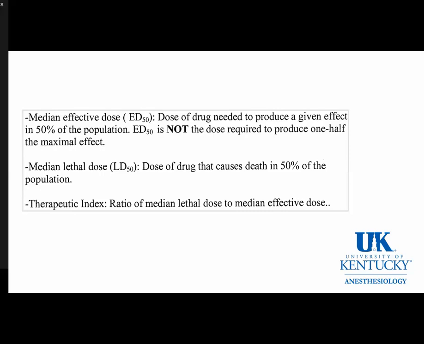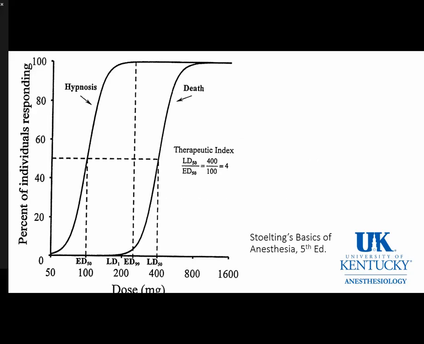And this is a dose of drug that causes death in 50% of the population. The therapeutic index is the ratio of the median lethal dose to the median effective dose. Let's look at that depicted on a curve.